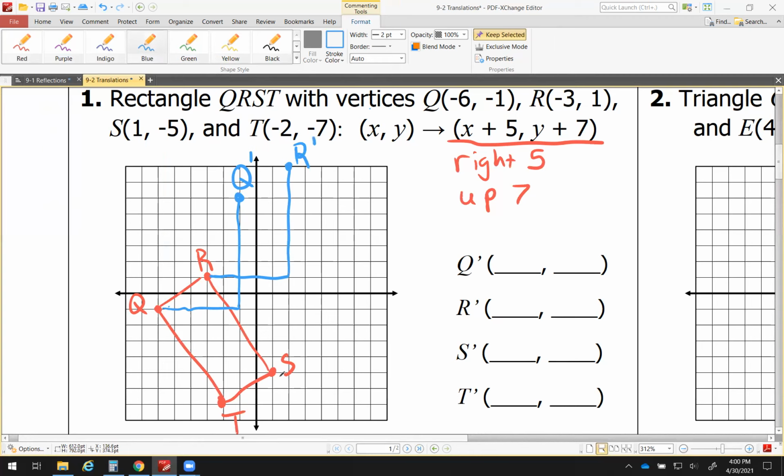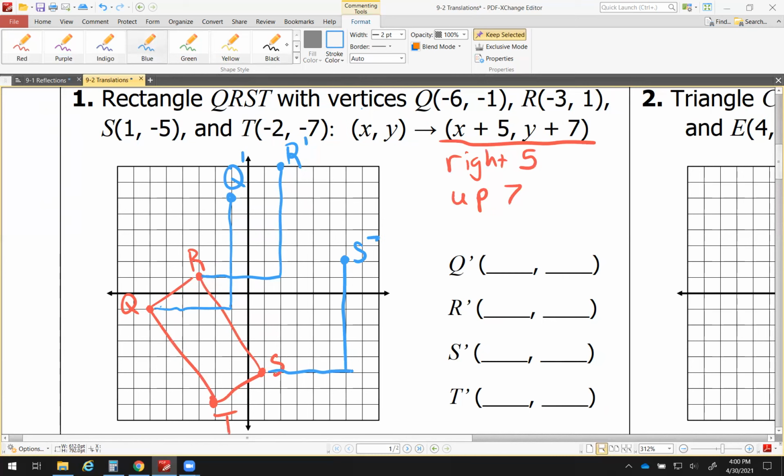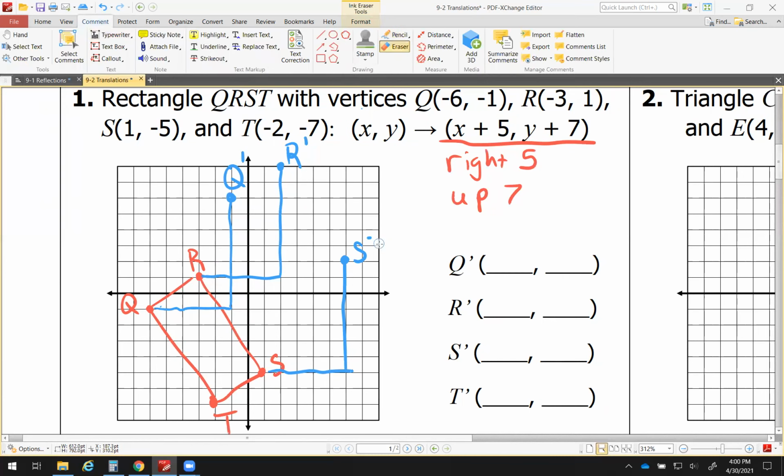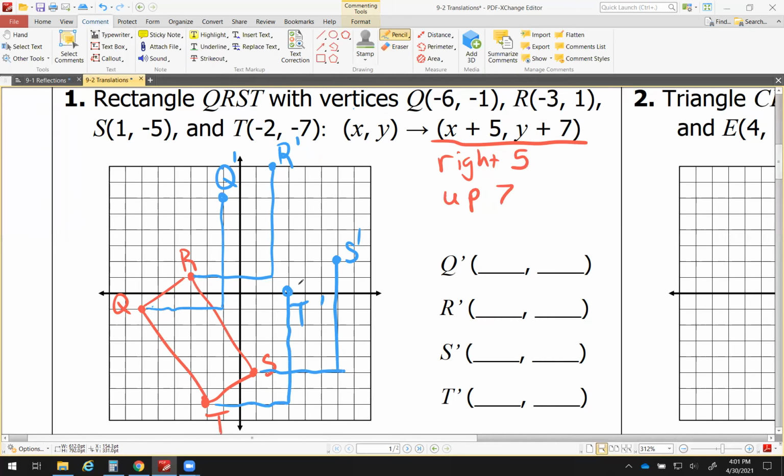S prime, you could do the same way. 1, 2, 3, 4, 5, and then 1, 2, 3, 4, 5, 6, 7. There's S prime. And then T is 1, 2, 3, 4, 5 as well, 1, 2, 3, 4, 5, 6, 7. There's T prime.